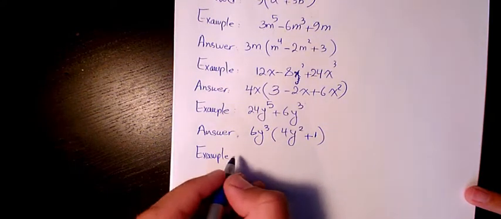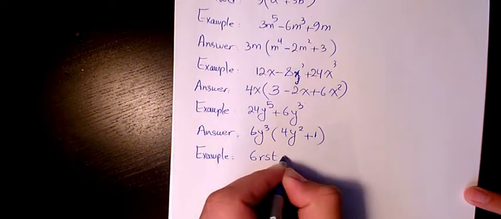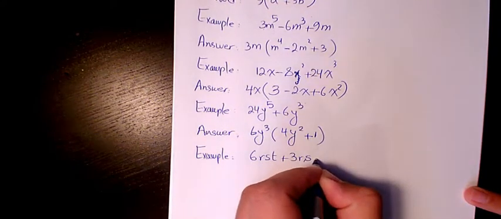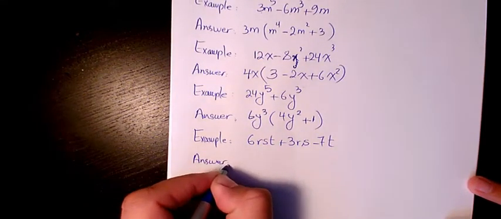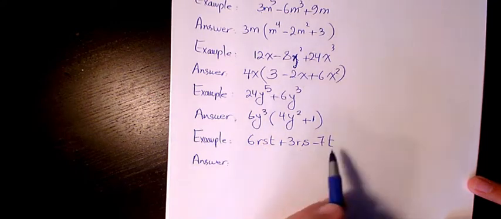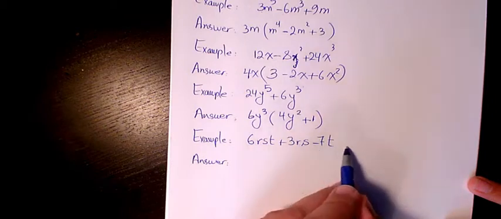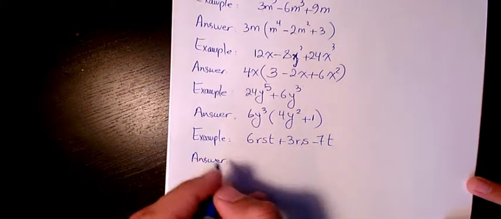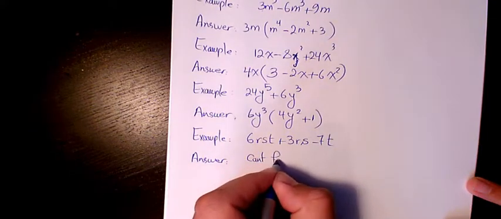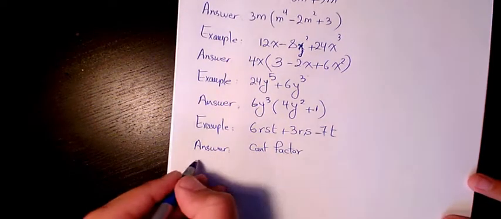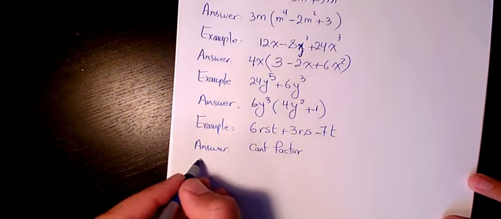It will be 6rst plus 3rs minus 7t. Answer will be, so 6 and 3 and negative 7, they don't have any GCF. So rs and rs, no. So t is not common, so cannot factor, because there is no common factor between all of them.